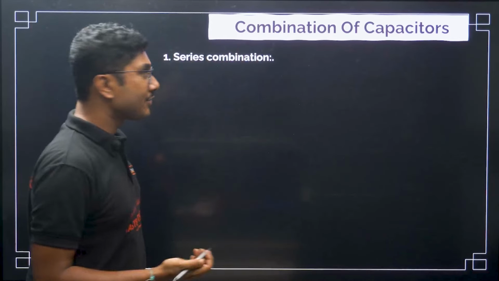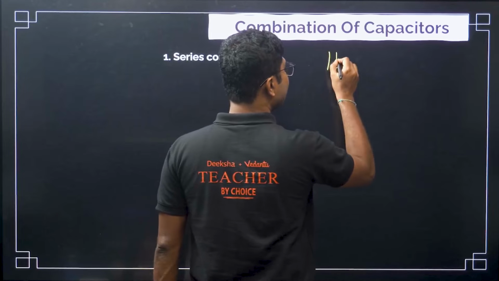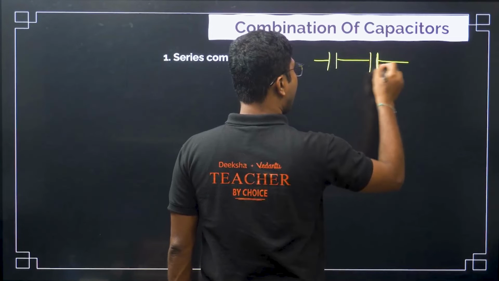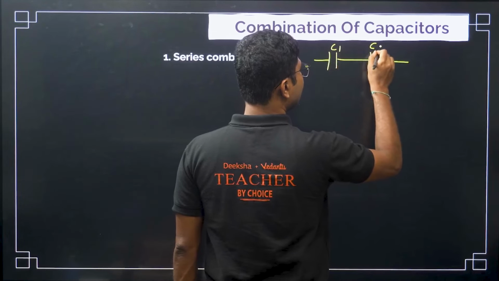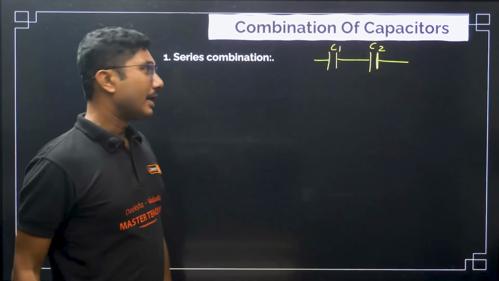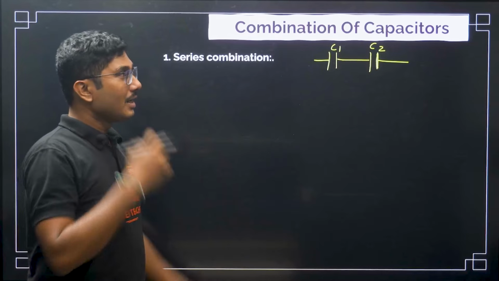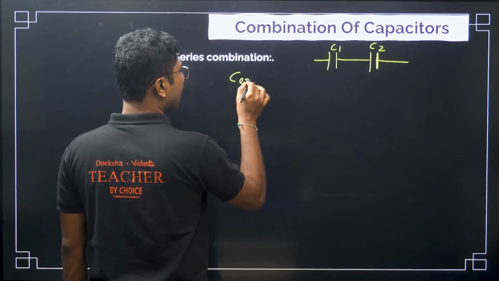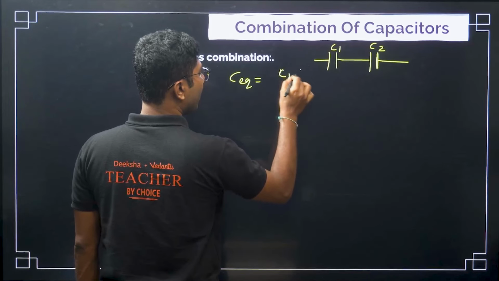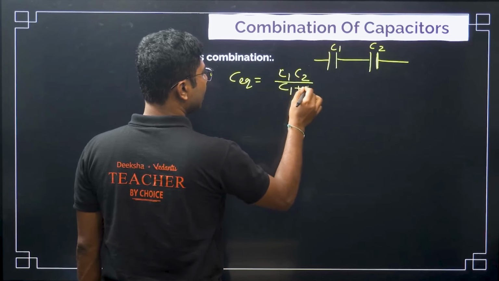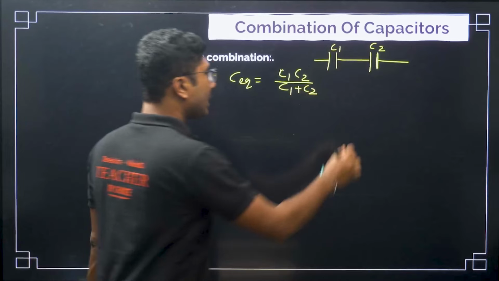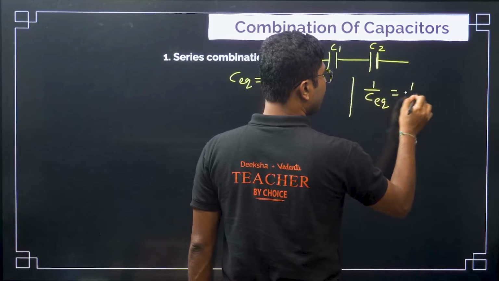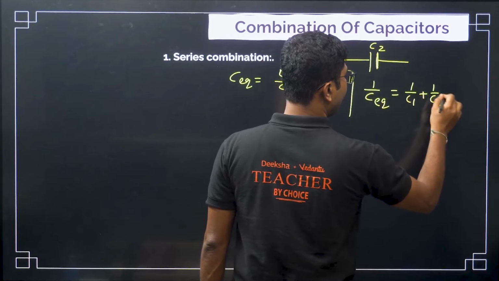So what is series combination? Series combination is when one capacitor is connected after another. Mostly 2 capacitors are sufficient; in series combination maximum 2 will be there. You have to remember that the equivalent capacitance is given by C1 C2 by C1 plus C2 for 2 capacitors. For more than 2 capacitors, the formula is 1 by C equivalent equals 1 by C1 plus 1 by C2 plus 1 by C3 and so on.